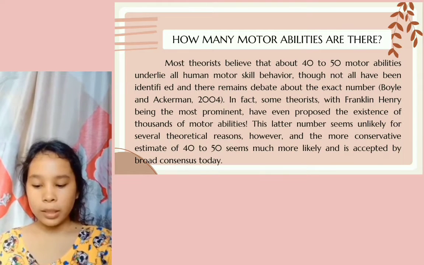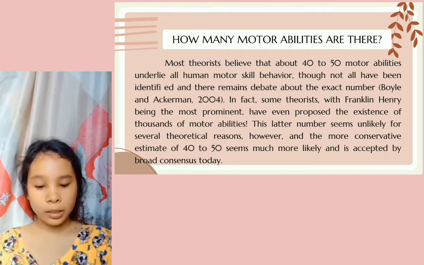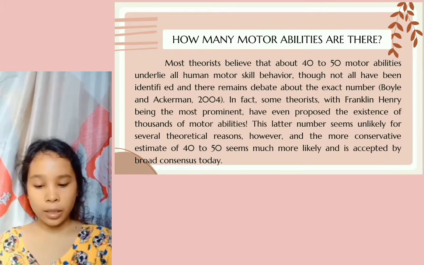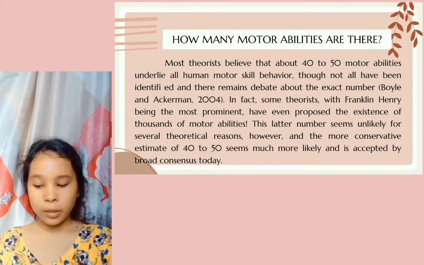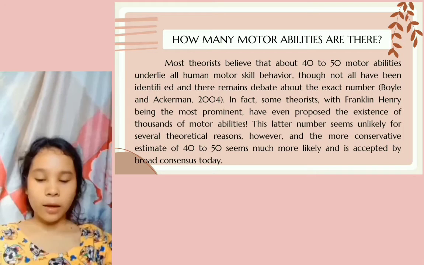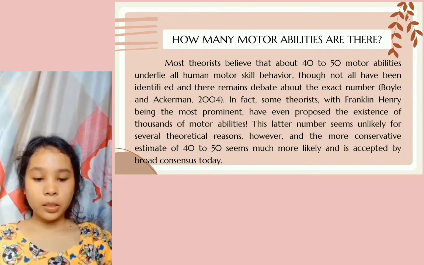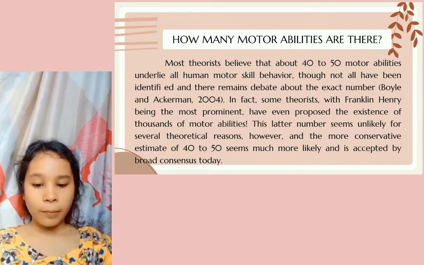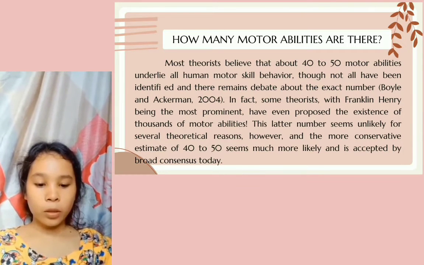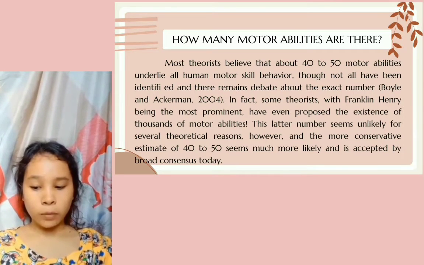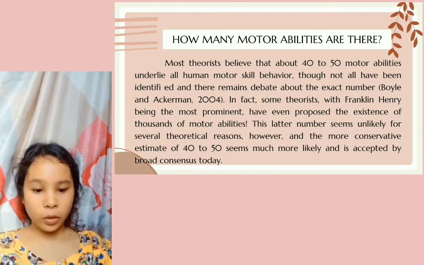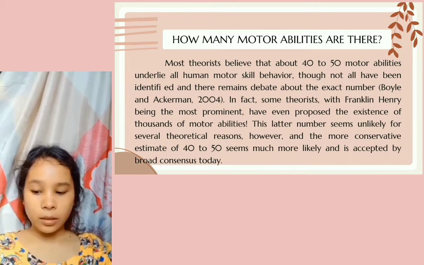Perceptual motor abilities are comprised of motor abilities for which the central nervous system is the primary determinant of the ability's relative strength. Perceptual motor abilities include motor abilities such as reaction time, manual dexterity, multi-limb coordination, control precision, response orientation, rate control, finger dexterity, and arm-hand steadiness.